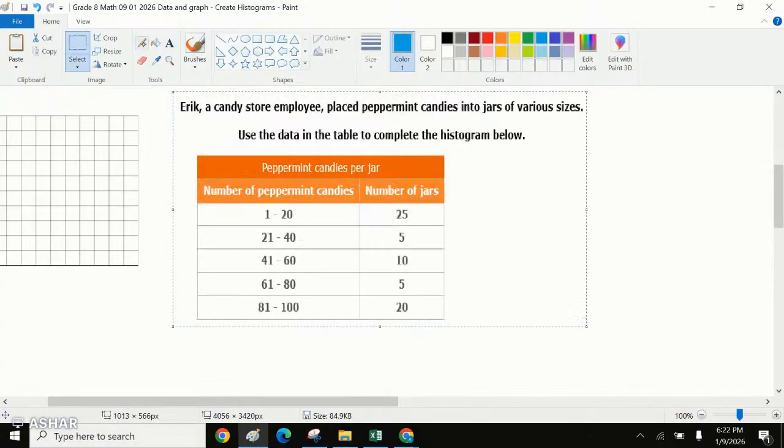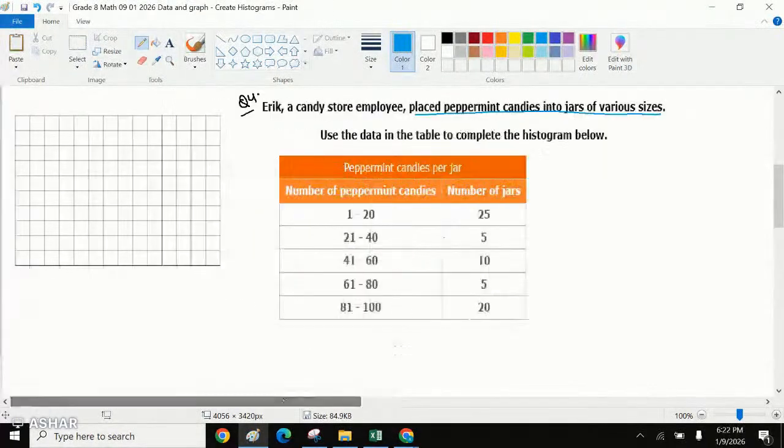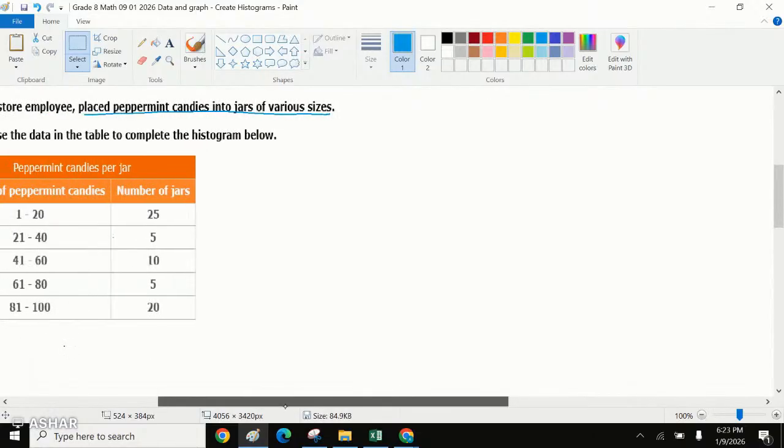This is question number 4. What they are saying is, Eric, a candy store employee, placed peppermint candies into jars of various sizes, right? These are the size, number of candies, number of jars, right? 1 to 20 peppermint candies, 25 jars, 21 to 40, and so on. What we need to do is create a histogram to represent this information. So let's see how we can create a histogram.